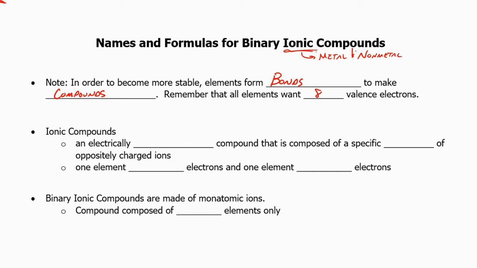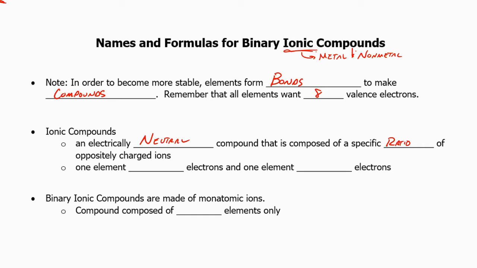Now, ionic compounds are electrically neutral compounds that are composed of a specific ratio of oppositely charged ions. The idea with this ratio is that the positive charge and the negative charge have to cancel each other out. If you added them together, you have to get 0.